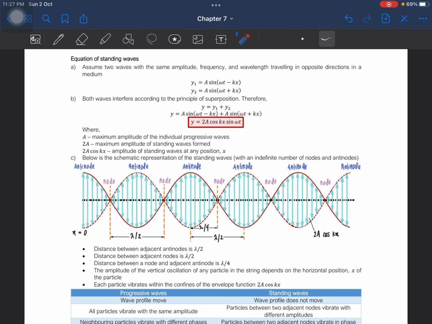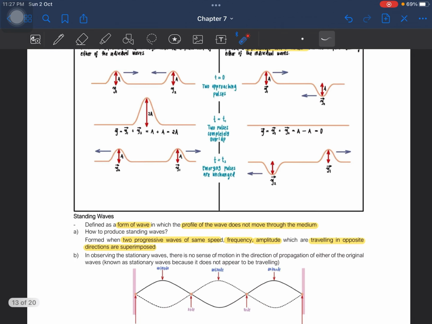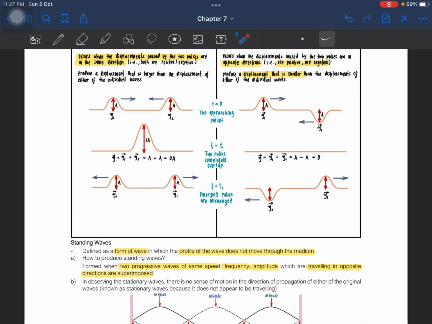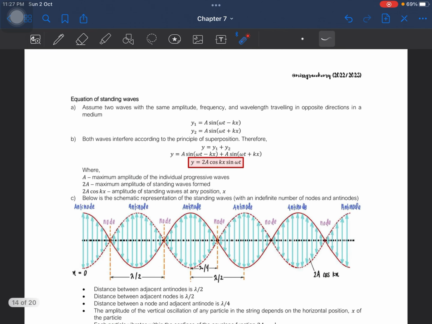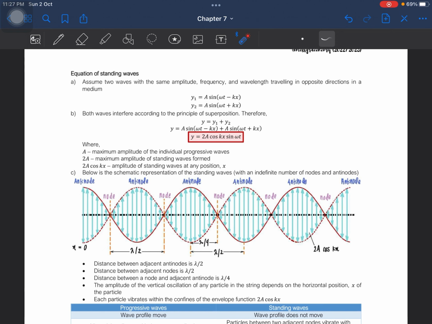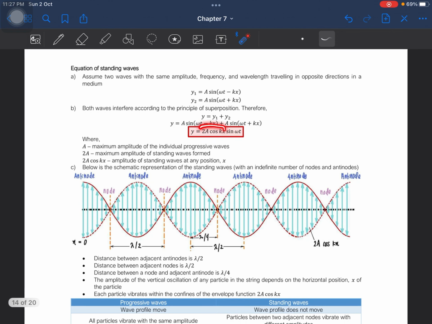2A is the maximum amplitude of the standing waves that form, this one. So this is your progressive waves. This one is your standing waves. Okay? 2A cos kx is the amplitude of the standing wave at any position x. So if the question asks for the amplitude at x equal to blah blah blah, you use this one.